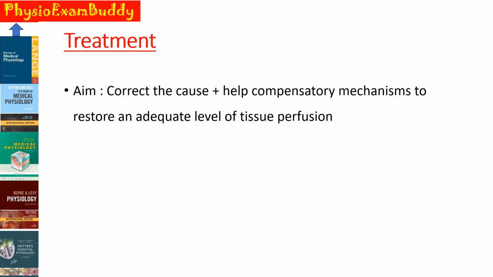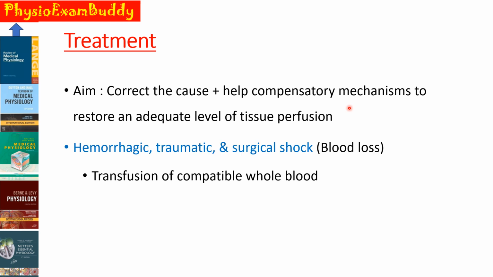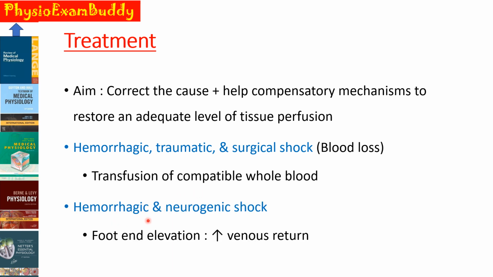And finally, about the treatment of shock: it should be aimed at correcting the cause and helping the physiological compensatory mechanisms to restore an adequate level of tissue perfusion. In hemorrhagic, traumatic and surgical shock, the primary cause of the shock is blood loss. The treatment should include early and rapid transfusion of an adequate amount of compatible whole blood. In hemorrhagic and neurogenic shock, foot end elevation, which increases venous return, can also help.